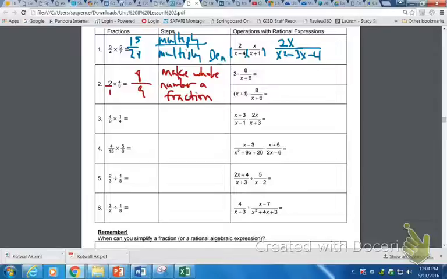So when it comes to your rational expressions, you will want to do the same thing. If you have, for example, that 3, you would want to rewrite that as 3 over 1. So now you know you're going to multiply the 3 with the what? 8. And that would give you 24. And then you'd multiply the 1 times the x plus 6. Well, that's not going to change it, right? So you could just bring it over.